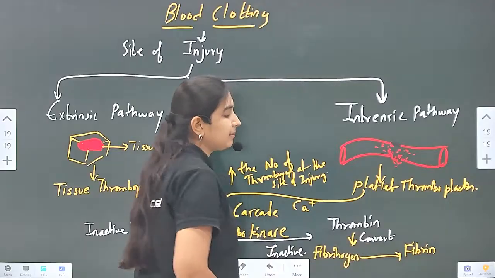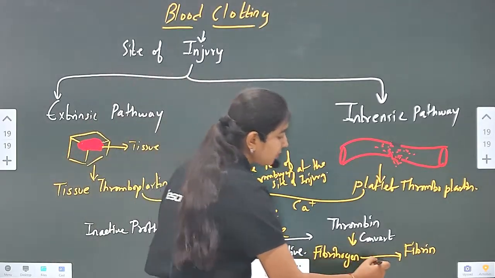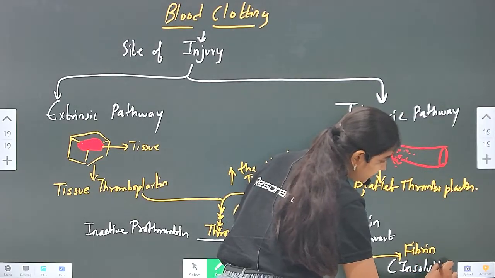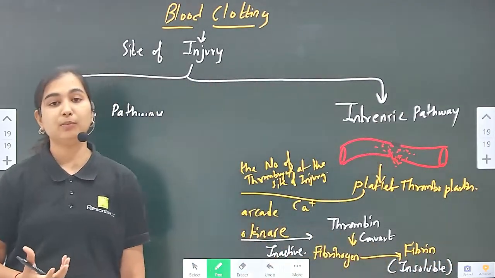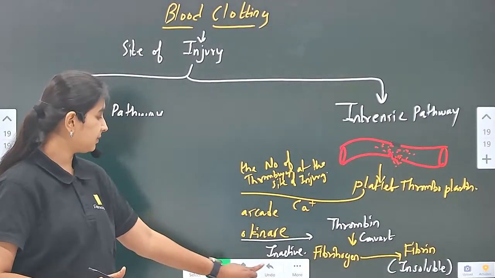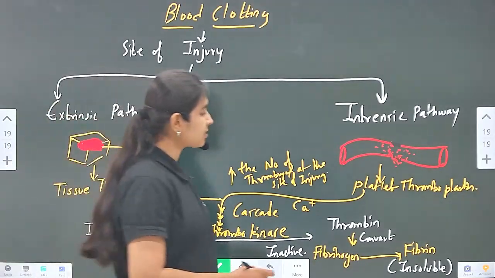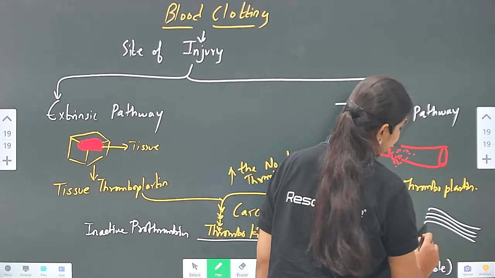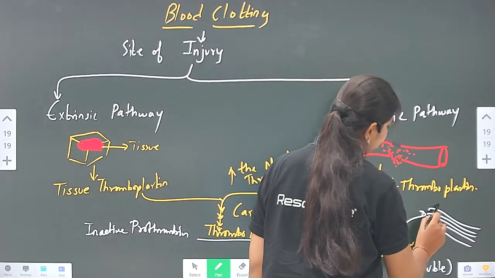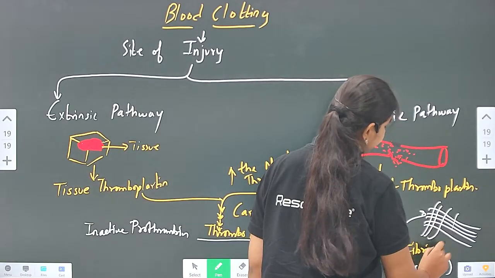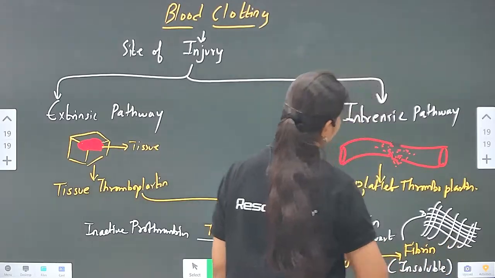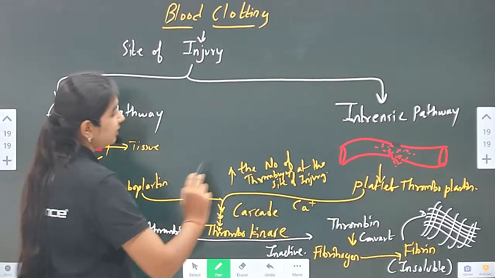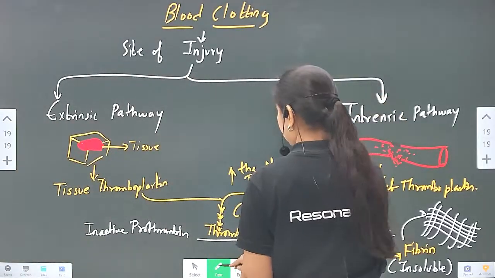Now what will this fibrin do? This fibrin is insoluble. What do you mean by insoluble? It means it is not soluble in the body. Now here what will happen? These mesh-like structures are fibrins. These fibrins will be forming a mesh-like structure, right? Where exactly? At the site of injury. For example, let us do it up here.